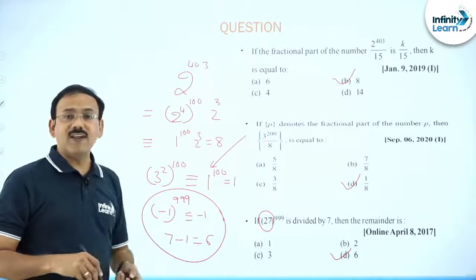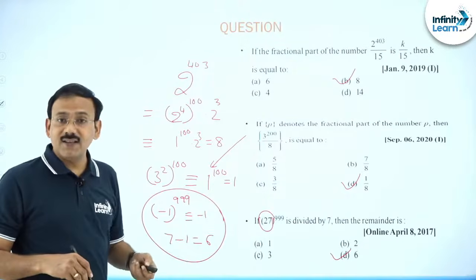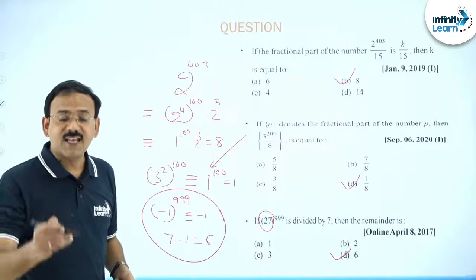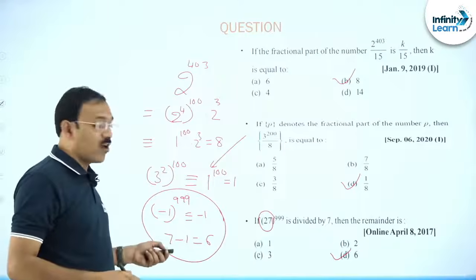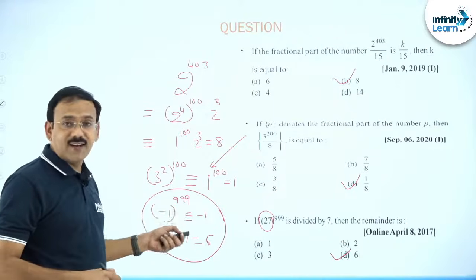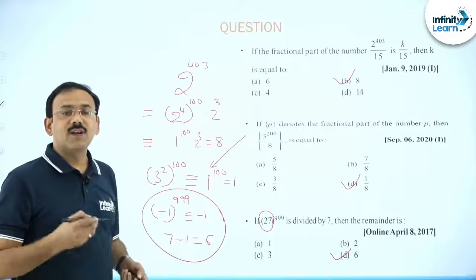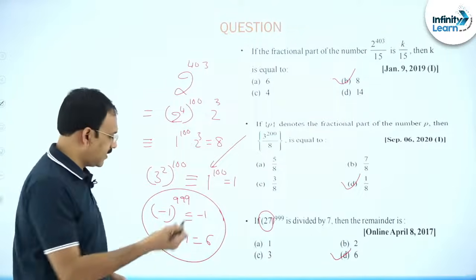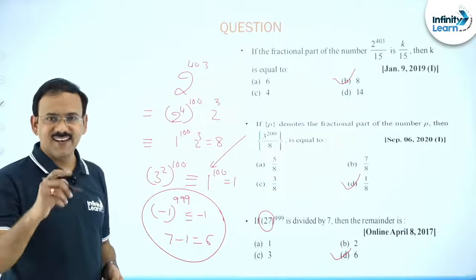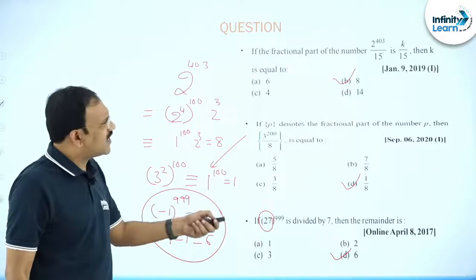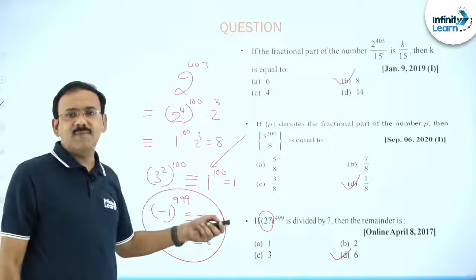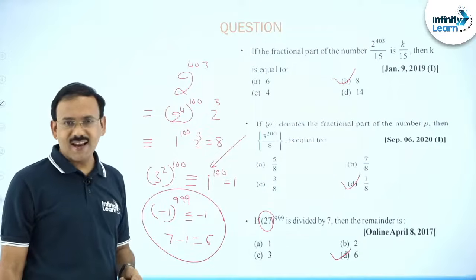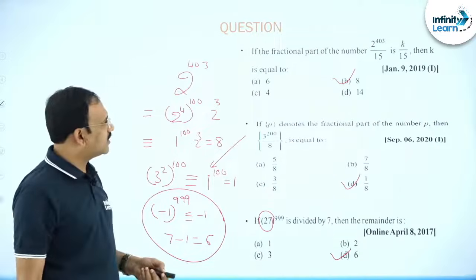So 27 when divided by 7, the remainder is 6. Instead of 6, I write minus 1, minus 1 power 999 is minus 1. So, remainder minus 1 means, you know, in the set of integers it is 7 minus 1, 6 is the remainder. Clear? So, this is another model which is frequently being repeated. So, this is another important model, dear students.